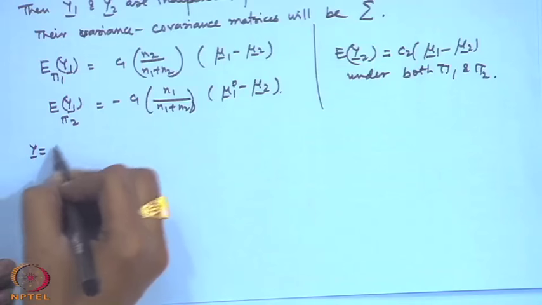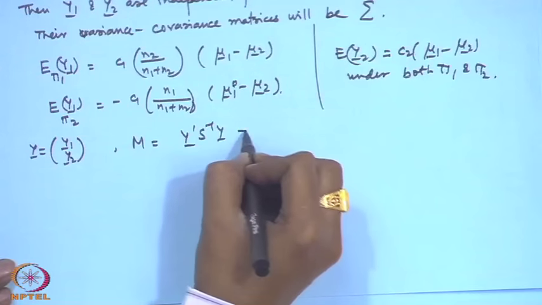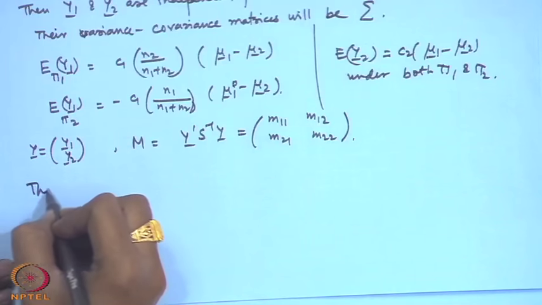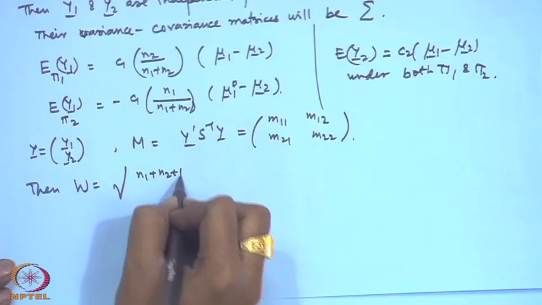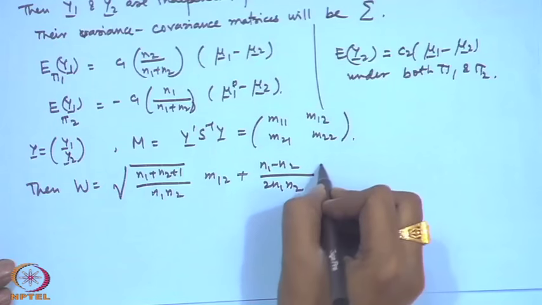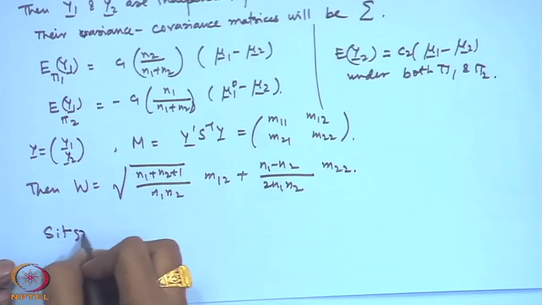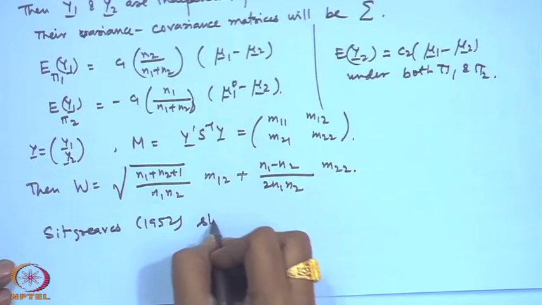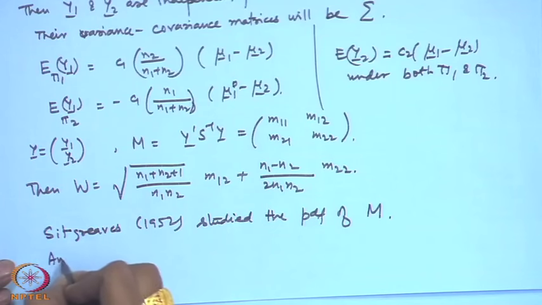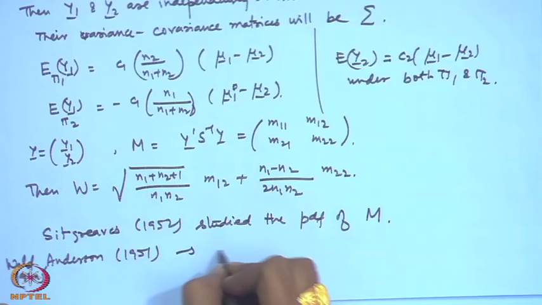Let us define y as (y1, y2), and M equal to y prime S inverse y, that is, M11 M12 M21 M22. Then W can be written as square root of (n1 plus n2 plus 1) by (n1 n2) times M12 plus (n1 minus n2) by (2 n1 n2) times M22. The density of M has been studied by Sethuraman in 1952, Anderson in 1951, and Wald of course in 1944.